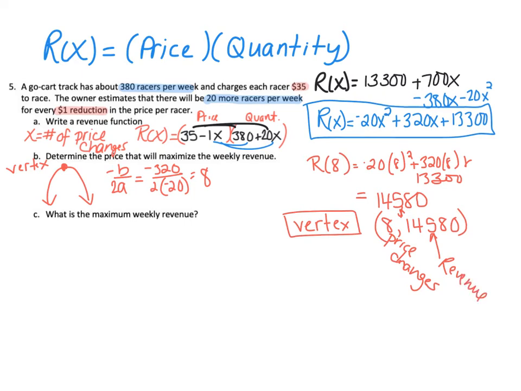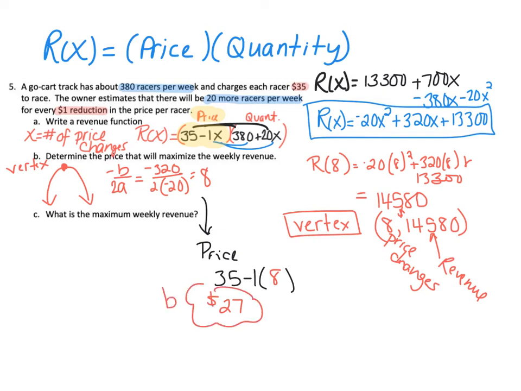But what does part B ask me? It says determine the price that will maximize the weekly revenue. Easiest way to get this, there's more than one way, is look right here at the beginning equation. The price was equal to 35 minus 1x. So if you just take this price expression and you plug your x value in, and you just found that x is 8 when it's maximized at the vertex, you just plug it in to get 35 minus 8 is $27 would be my answer to part B.